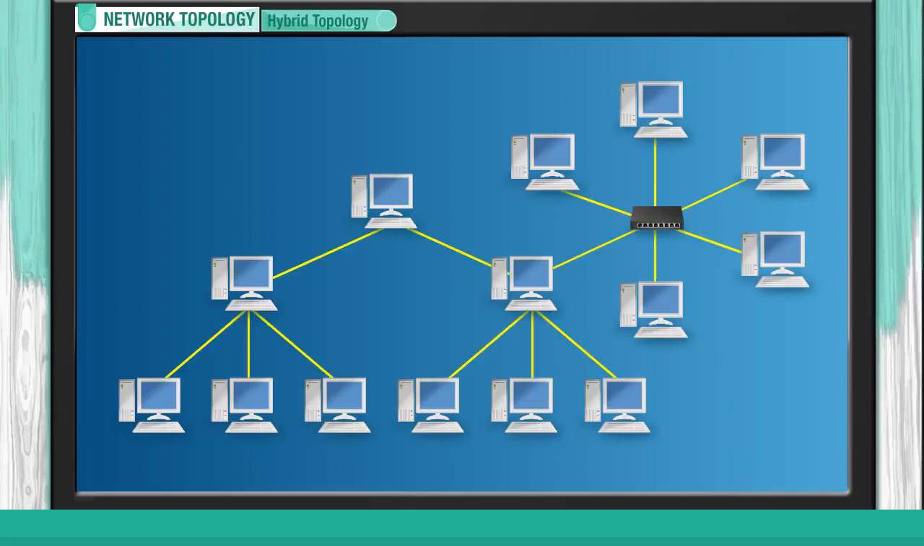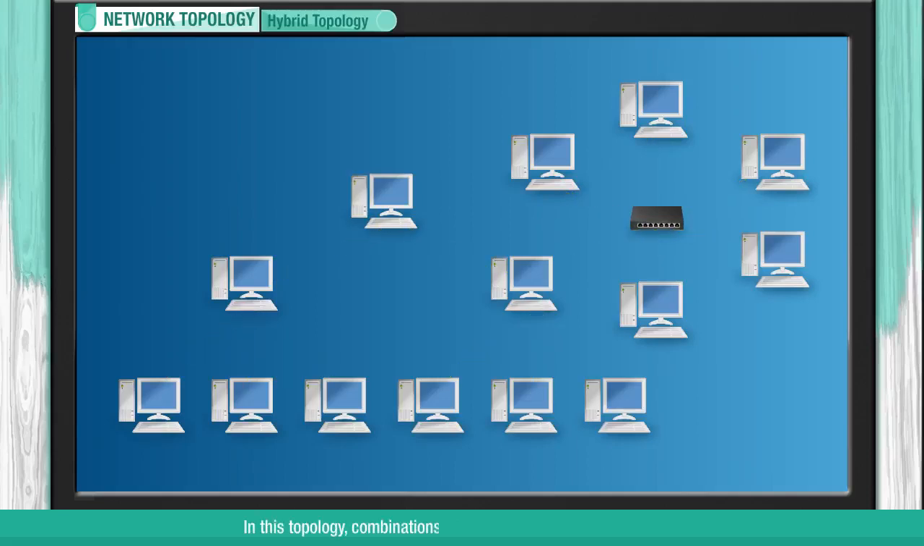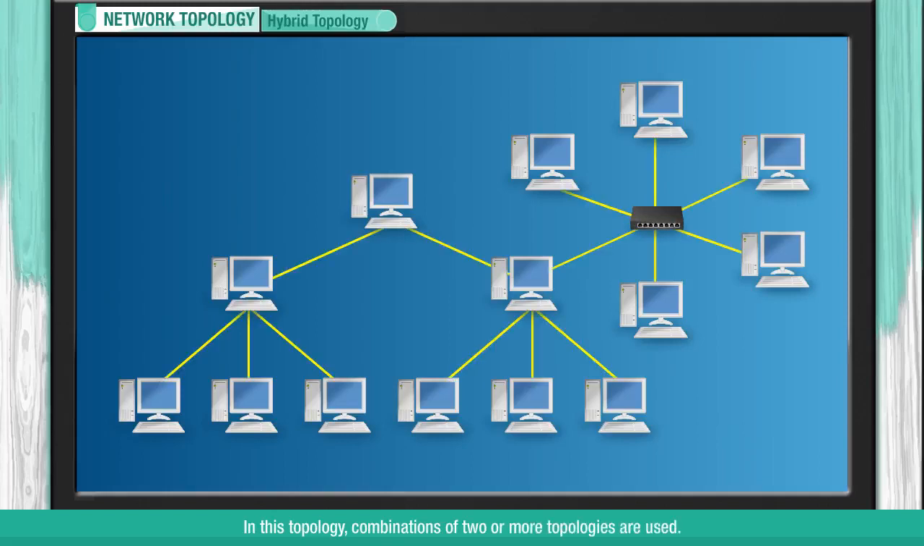Hybrid topology. In this topology, combinations of two or more topologies are used.